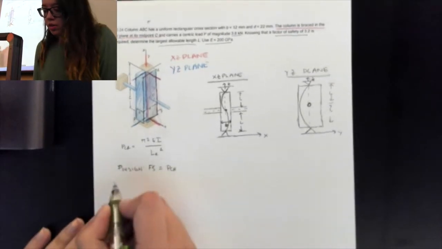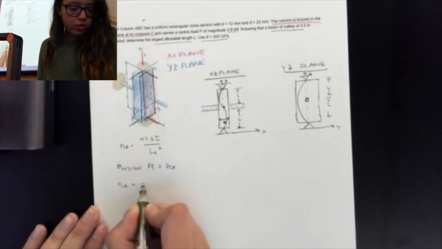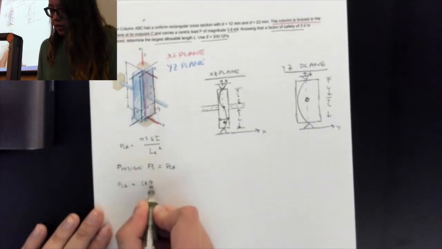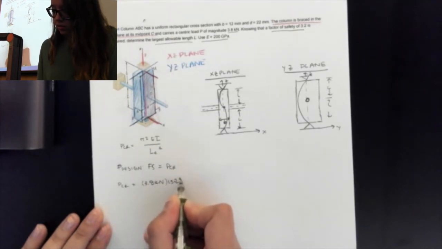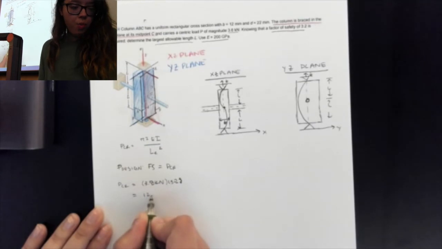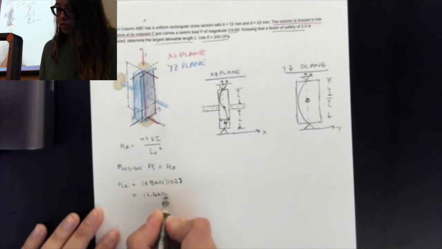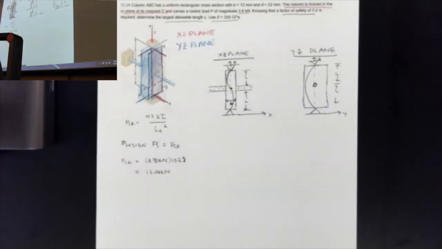So P critical is equal to 3.8 kilonewtons times 3.2. So it is equal to 12.16 kilonewtons. Now we know what our P critical is. Reminder, what are we solving for again?